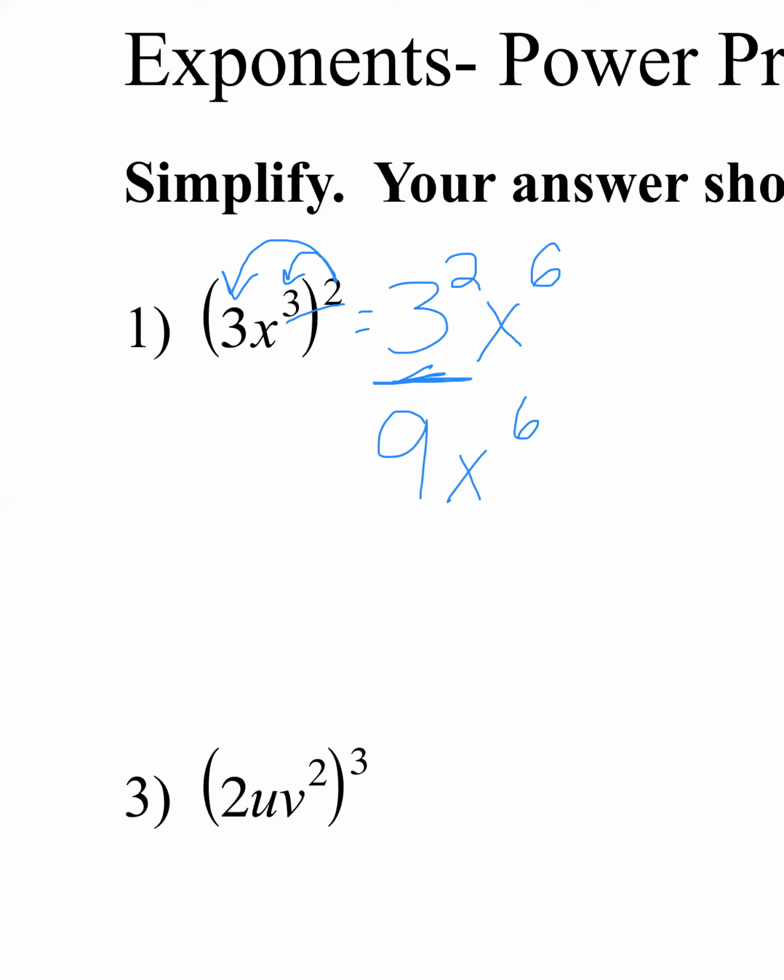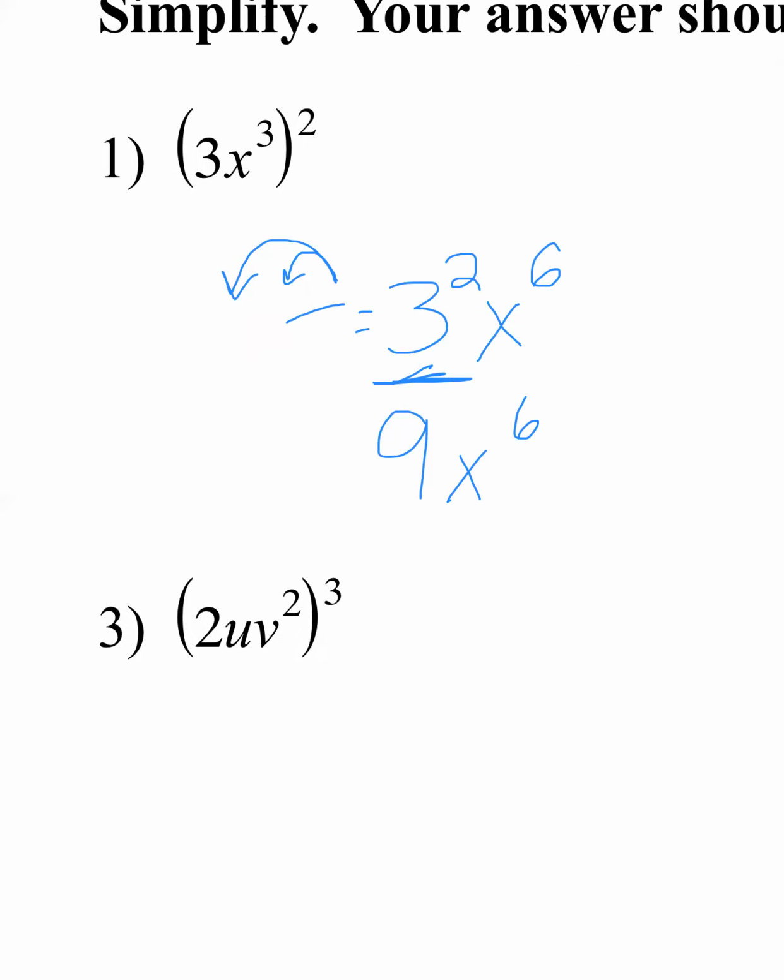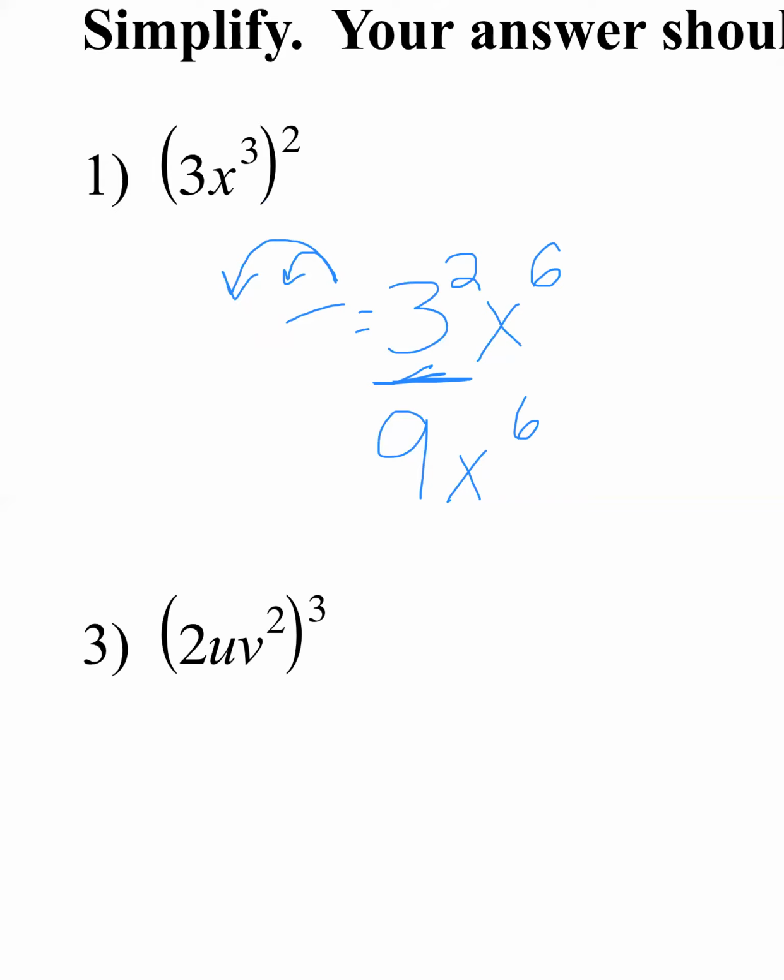Okay. All right, let's try 3 because I have it on my screen. So again, I'm going to give everybody the exponent of 3. So that'll be 2 to the 3rd, u to the 3rd, v to the 6th, right? Because you're going to multiply 2 times 3. And then 2 to the 3rd is 8. And I'm done.